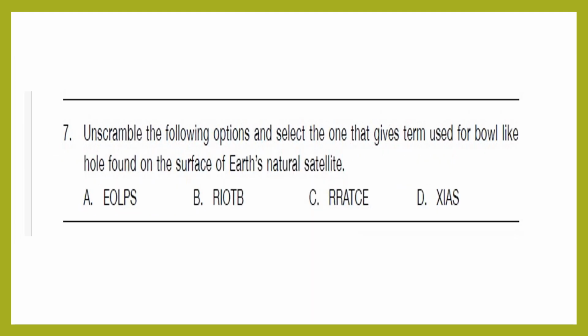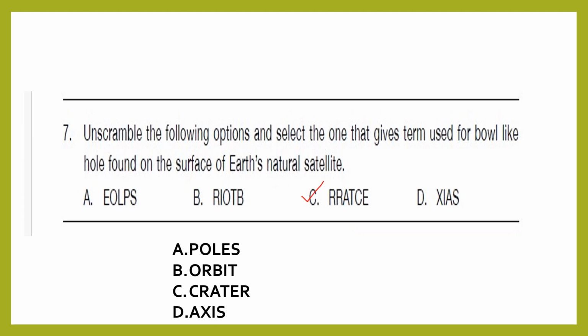Question number 7. Unscramble the following options and select the one that gives the term used for ball-like hole found on the surface of Earth's natural satellite. If we unscramble these words, we can get for A, poles, B, orbit, C, crater and D, axis. And our answer is option C, crater, because crater is a ball-like hole found on the moon, that is Earth's natural satellite.